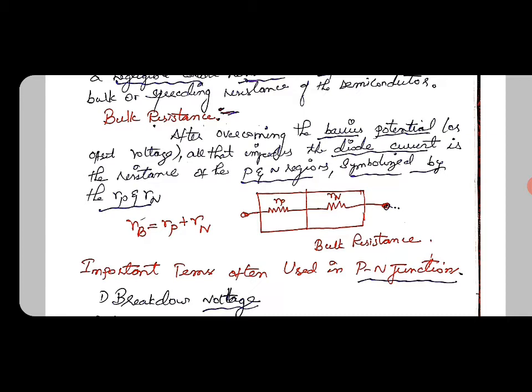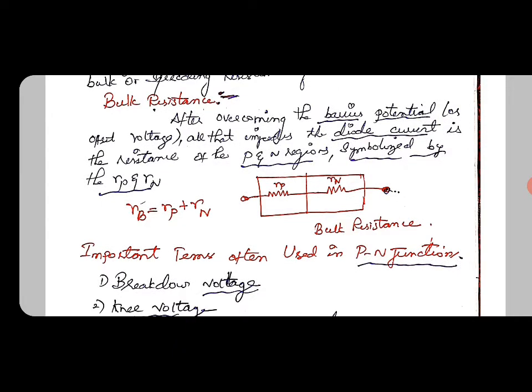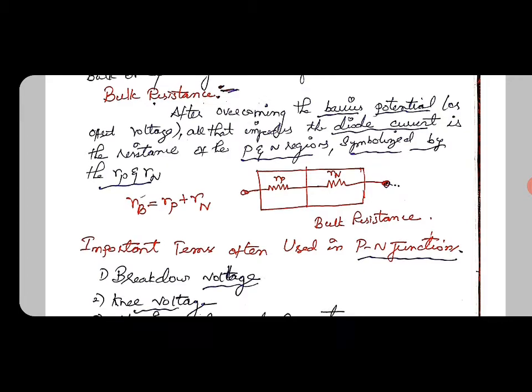We should note that after overcoming the barrier potential, the resistance of the p and n regions can be symbolized by rp and rn when the diode current is increased. The concept in bulk resistance is that when the barrier potential is overcome, the resistance of the p and n regions can be represented by rp and rn. This is the indication of bulk resistance.